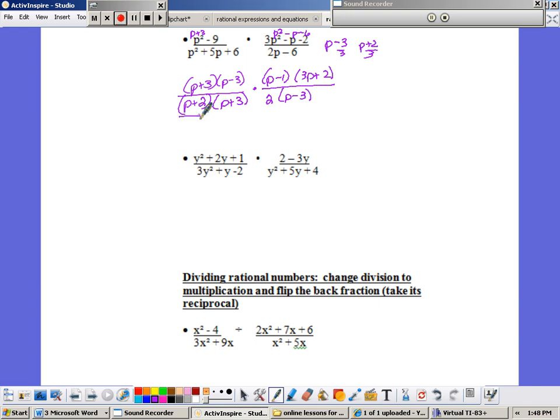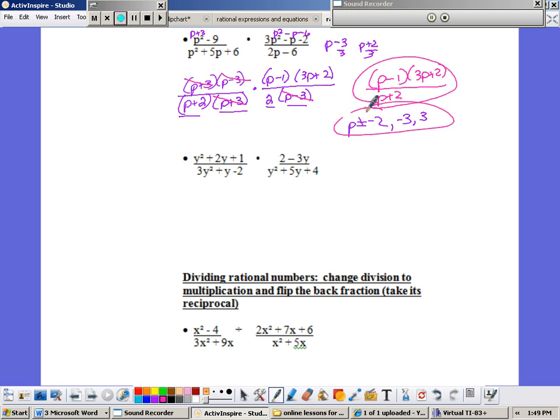Restrictions. This one, p cannot be negative 2. This one, negative 3. This one is not a restriction because 2 will never equal 0. And this restriction is 3. Okay, I have a p plus 3 on the top and a p plus 3 on the bottom. It doesn't matter if they're in the same fraction or not, just as long as one's on the top and one's on the bottom. I have a p minus 3 on the top and a p minus 3 on the bottom. It doesn't matter if they're in different fractions as long as I'm multiplying. So I'm left with p minus 1 times 3p plus 2 on the top and a p plus 2 on the bottom with these restrictions. Oh, and I have a 2 on the bottom. Almost forgot that.